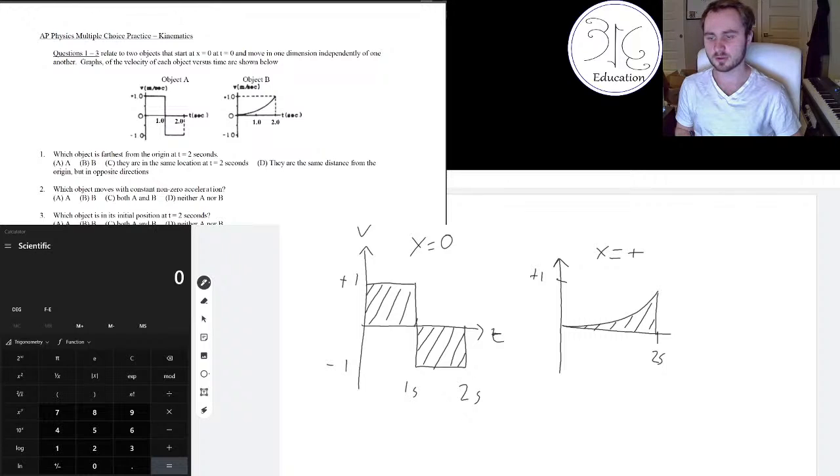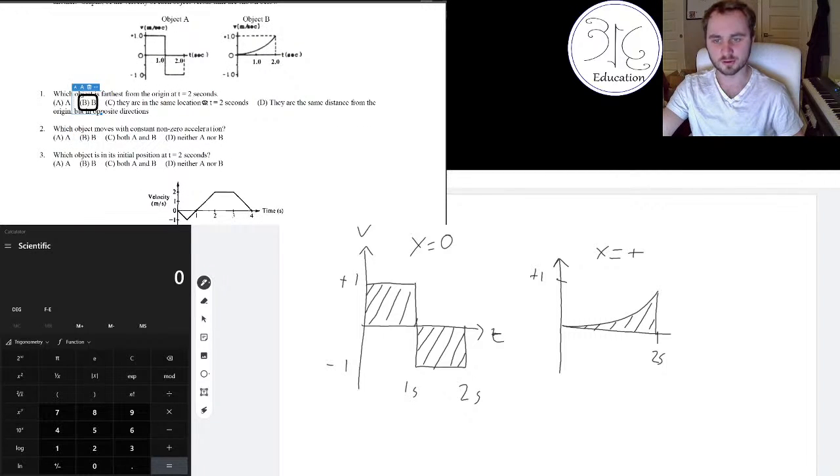And so that's all we need for the context of our question here, because our question asks us which object is farthest away from the origin. And so that's going to be the object with the positive displacement. So that would be B. And so we're going to try using the little circle highlights in Adobe for marking our answers here. Which object moves with constant non-zero acceleration?